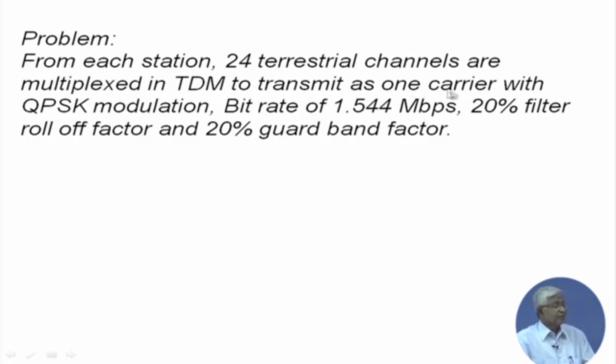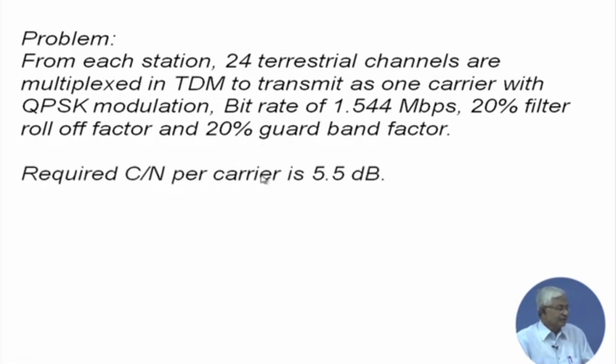So, it transmits as one carrier and the modulation is QPSK modulation. You have to remember the spectral efficiency of QPSK, and the multiplexed bit rate is 1.544 megabits per second. Filter roll-off factor is 20% of whatever bandwidth you get out of this bit rate and modulation, and then over and above that there is a 20% guard band factor. So, how do you calculate?